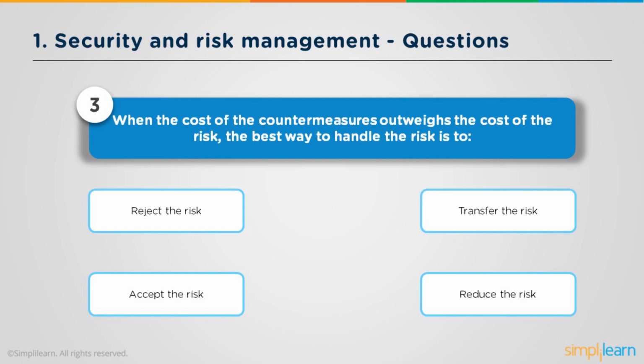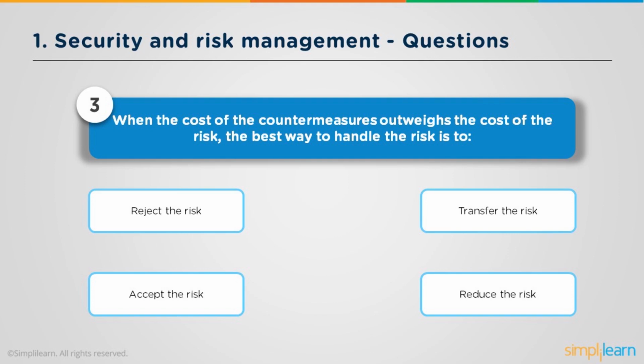Question 3. When the cost of the countermeasures outweighs the cost of the risk, the best way to handle the risk is to reject the risk, transfer the risk, accept the risk, or reduce the risk. Now, there are 4 ways a risk can be managed, right? Accept the risk, avoid the risk, transfer the risk, or mitigate the risk. Rejecting the risk is not an option. But what is the question? The cost of a countermeasure outweighs the cost of the risk.